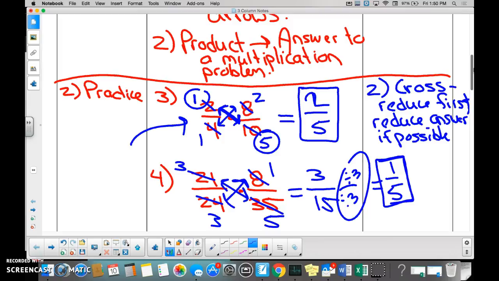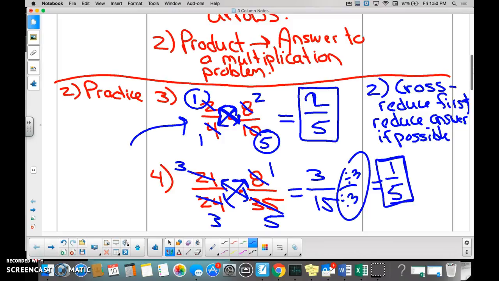Zeke, 4 and 8, opposites. What goes into both 4 and 8, Zeke? Well, yeah, 2 works. But what else goes into 4 and 8, Dakota? 4. 4 goes into 4 1 time. 4 goes into 8 2 times.